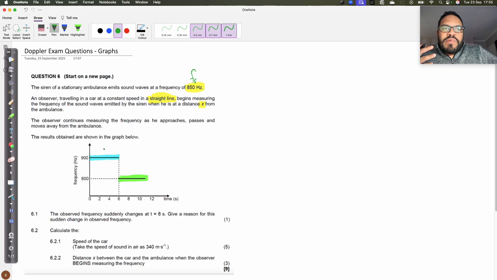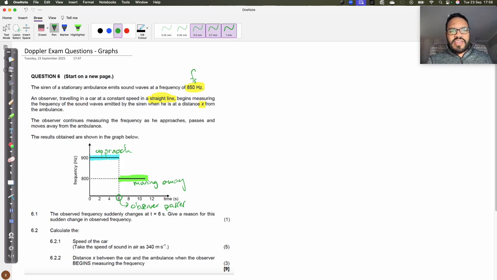Now, when I taught you the Doppler effect, I spoke to you about when a listener is approaching a source, then the frequency appears higher. Now, when we say higher, we mean higher than the source frequency. Okay, so clearly at this point, this is on the approach. And then here, this is when they are moving away. And at 6 seconds, this is the time at which the observer passes the stationary source. Okay? So that's important to note.